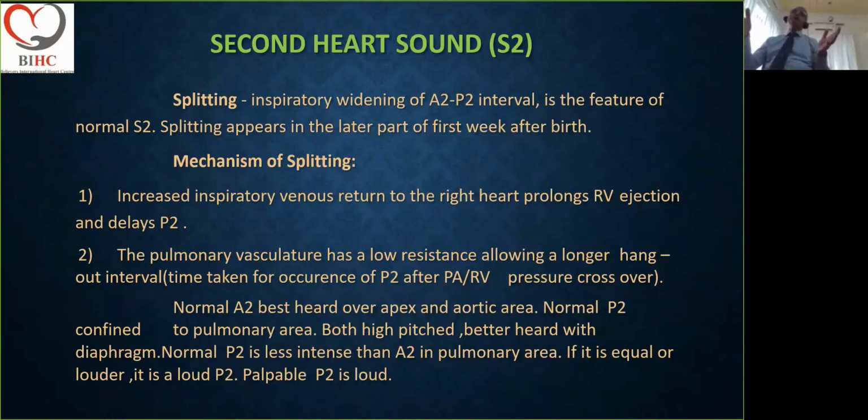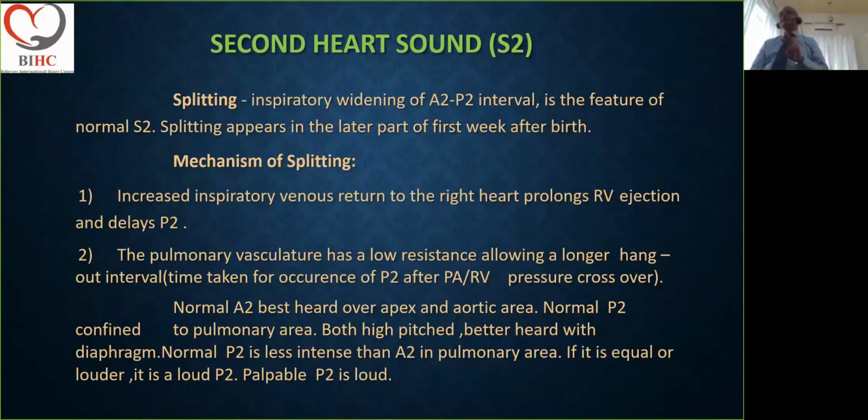Now, how do you appreciate the split? It has to be appreciated in the pulmonary area because the normal P2 is audible only in the pulmonary area. The second sound that you hear elsewhere is all A2. Both A2 and P2 are high pitch sounds, so you will hear it better with the diaphragm. But the normal P2 is less intense than the A2. If P2 appears equal to A2 or is louder than the A2, then you say that the P2 is loud.